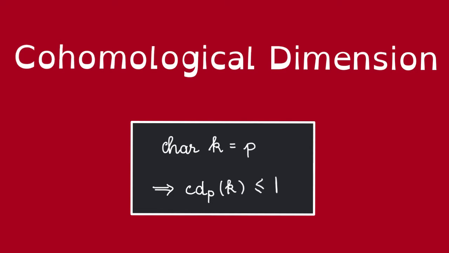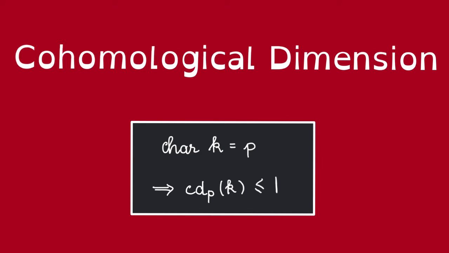Previously, we mentioned that if the characteristic of the field K is not equal to p, then the p-th cohomological dimension of K is going to tell us a few things about the Brauer group, the norm group of extensions of K. However, when the characteristic of K is equal to p, then we already know that the p-th cohomological dimension of K is going to be less than or equal to 1, so this condition doesn't imply anything special.